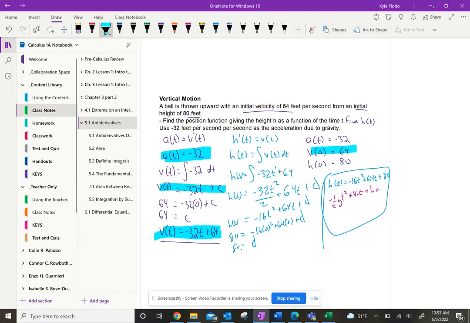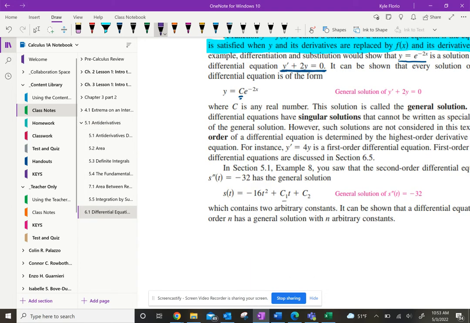And then we took the antiderivative of velocity to give us the height equation, which is the solution to that second order differential equation. We used the initial condition to find out the value of the constant, and we got this height equation. But we did solve a second order differential equation, except they just called these C1 and C2 in this example over here.